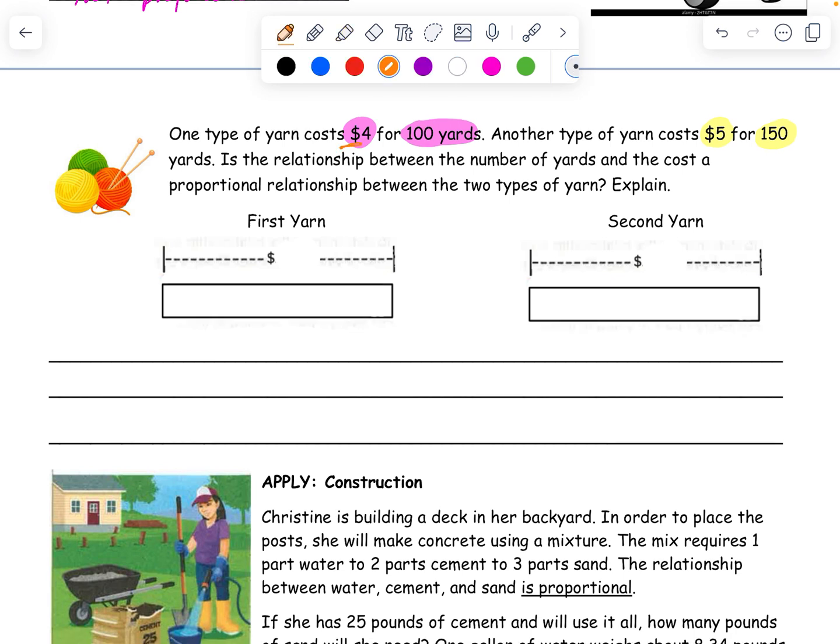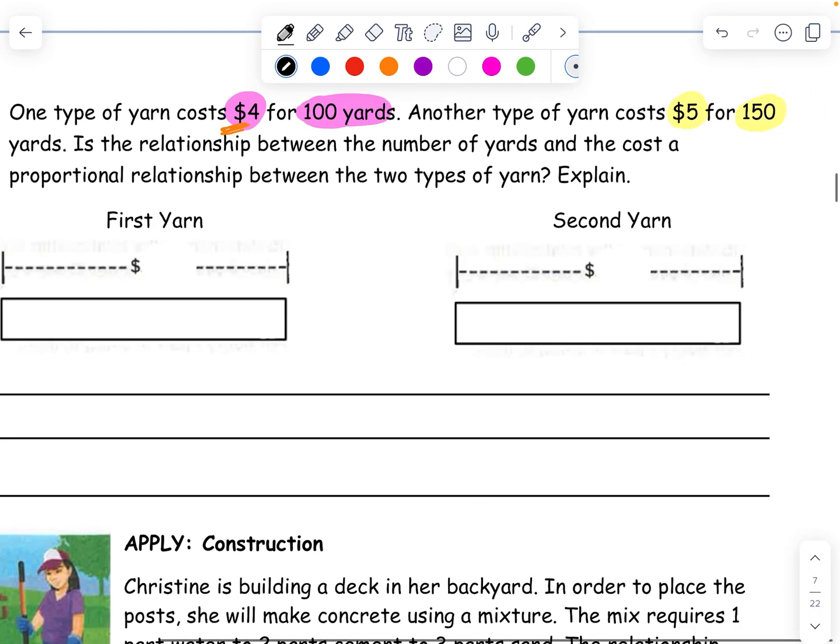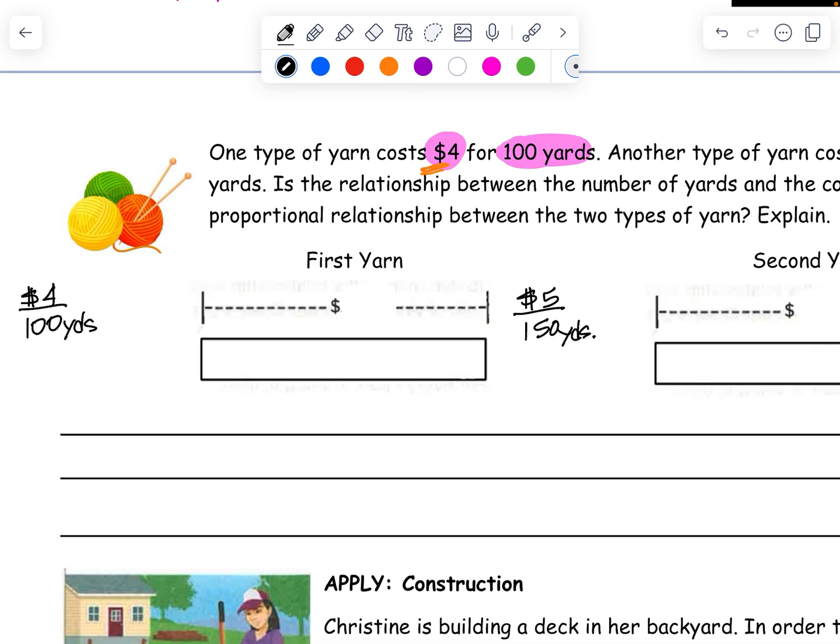Again, when you have dollars, money, please put the money on the top when you're setting up the ratio. So first yarn, I'm going to use a space on the margin here. $4 for 100 yards. And the second one is $5 for 150 yards. When you do your division, 4 divided by 100, it comes out to 4 cents per yard.